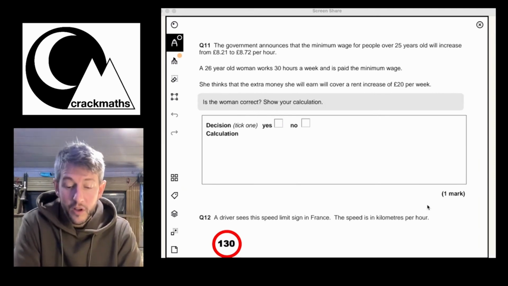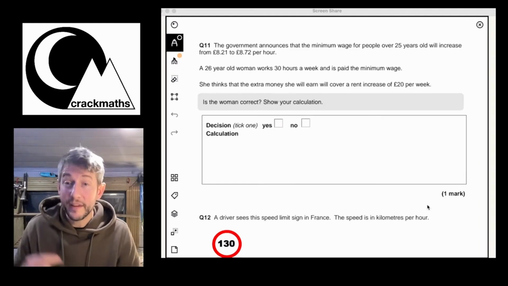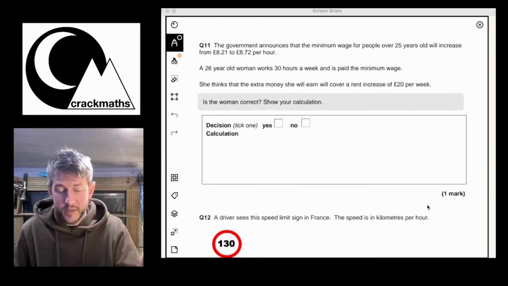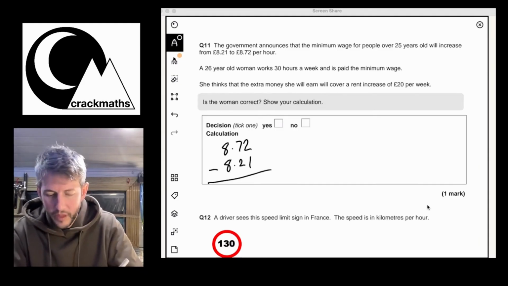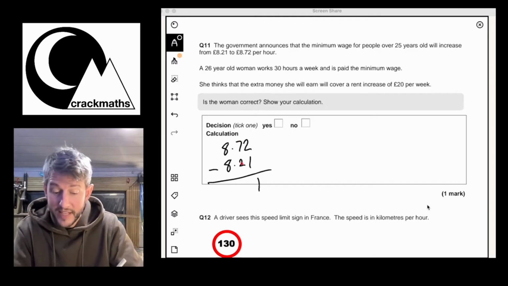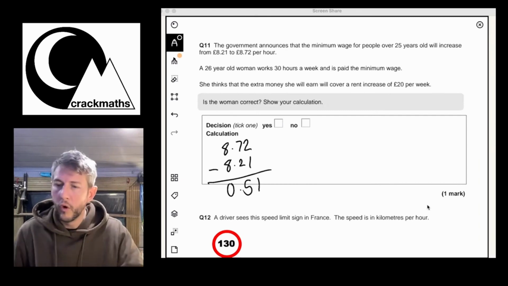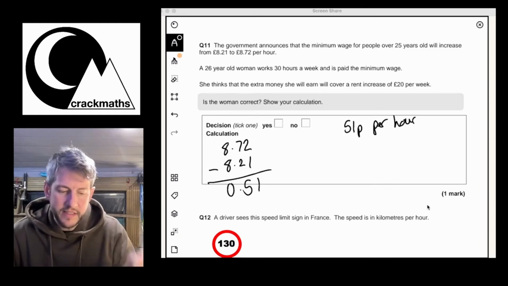Right, so we need to work out how much more money she's going to be earning an hour, and then we need to work out what that will be if she gets that amount of money for 30 hours a week. Okay, so the first thing we're going to do is £8.72 take away the £8.21. 2 take away 1 is 1, 7 take away 2 is 5, 8 take away 8 is nought. So she's earning 51 pence more an hour. 51p per hour. Okay, so this is her increase.